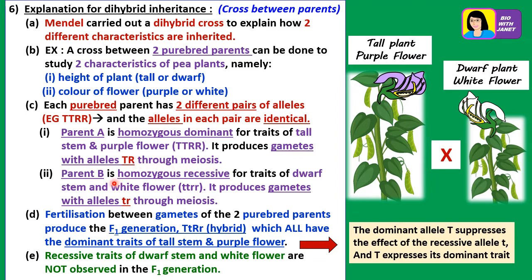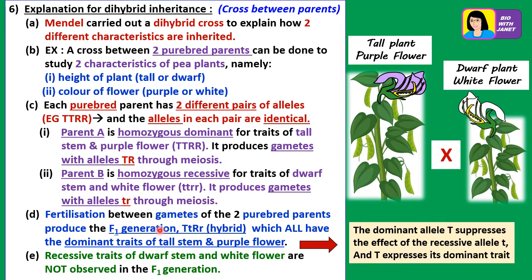And the second parent is parent B. It is homozygous recessive for the traits of dwarf stem and white flower. So it has two identical recessive alleles for dwarf stem, small t, and two identical recessive alleles for white flower, small r. So it produces gametes with alleles small t, small r through meiosis, as you've seen just now.